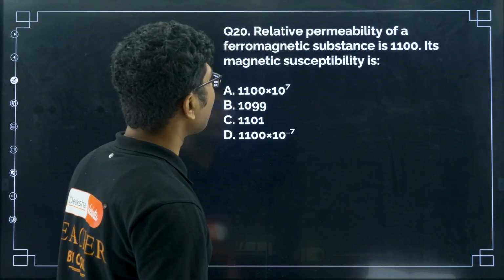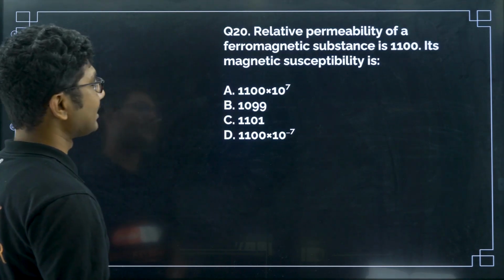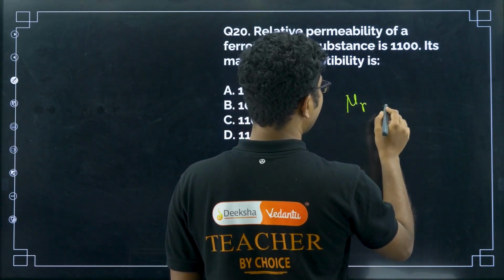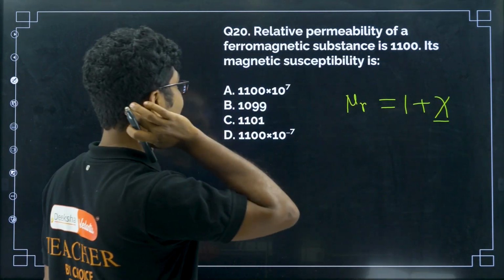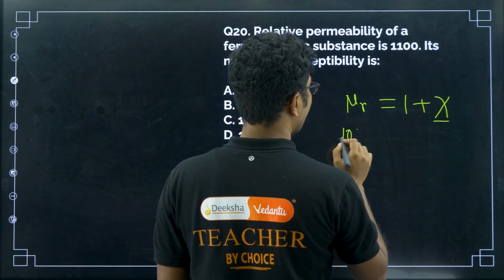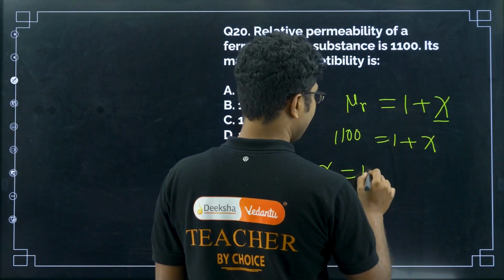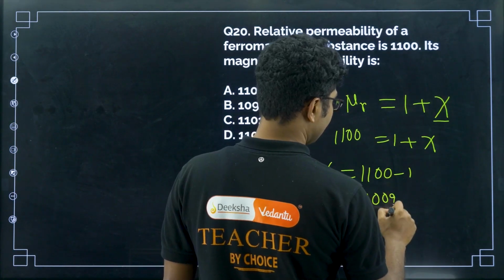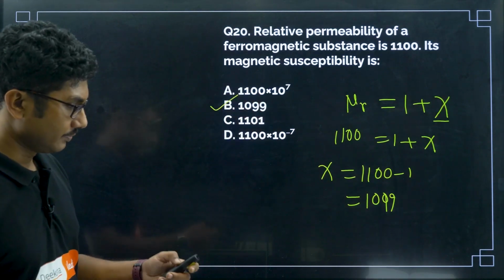Relative permeability of a ferromagnetic substance is 1100. Its magnetic susceptibility is? So what is given? Relative permeability is given, and they have asked you to find chi. Relative permeability is equal to 1 plus chi. So chi is nothing but 1100 minus 1, that is 1099. So 1099 is the correct answer.